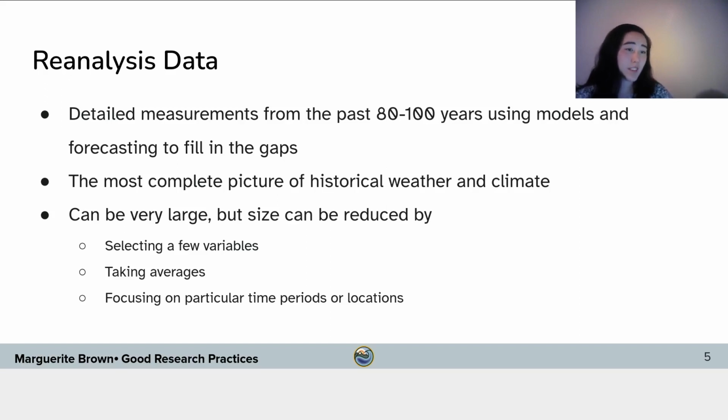One of the major ones is that it can be very large, but the size can be reduced by, for instance, selecting a few variables, taking averages, or focusing on particular time periods or locations.